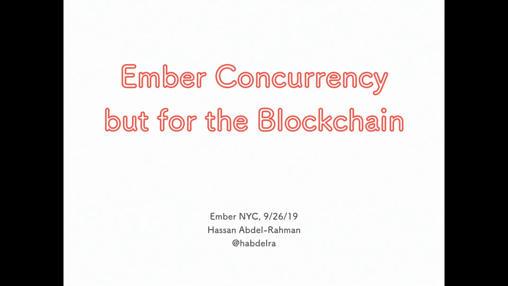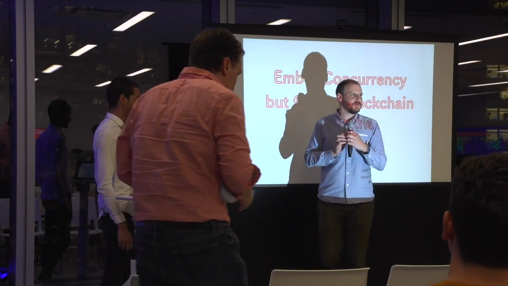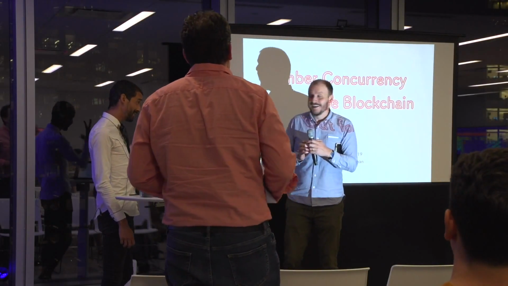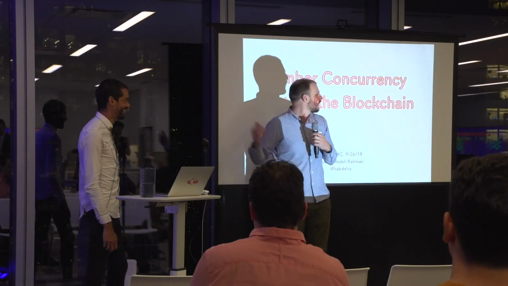So how many people, we saw how many people have tried out Octane a moment ago, and it was actually a good number of people. How many people have a patent in their name? I have 2. All right, please welcome Hassan talking to us about Ember Concurrency with blockchain.